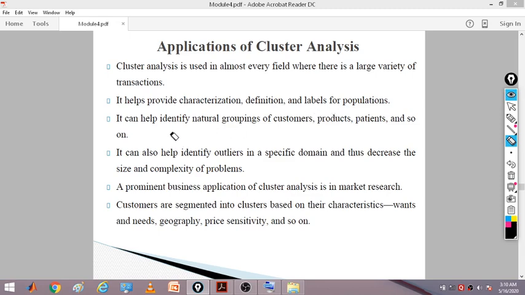So it can help identify natural groupings of customers, products, patients, and so on. It can also help identify outliers in a specific domain, and thus decreases the size and complexity of a problem. So it is helping us to identify the outliers.